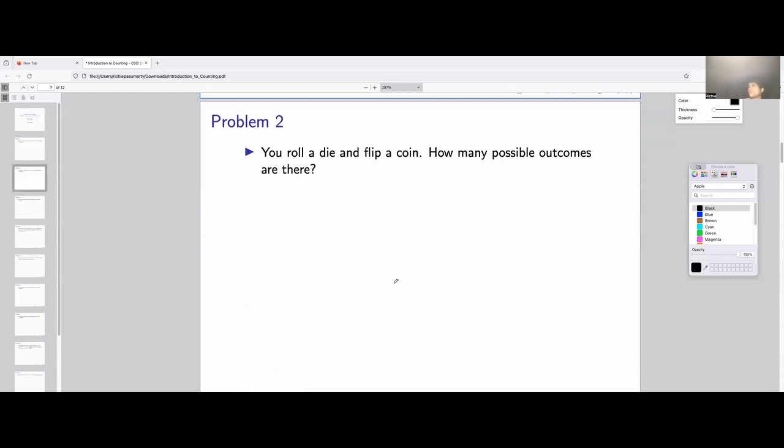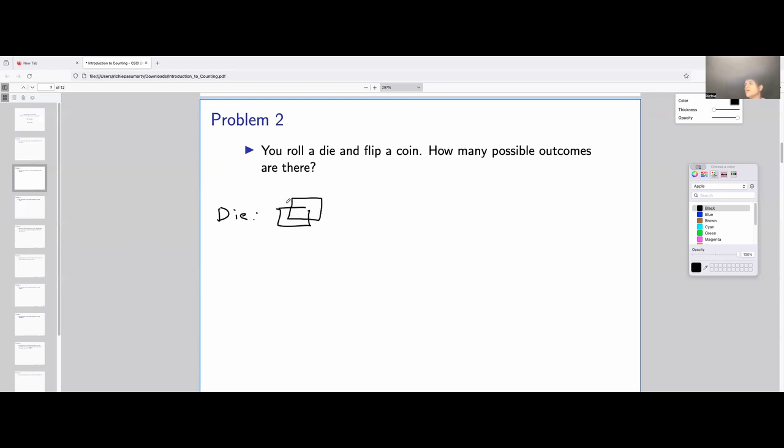All right, let's go on to the next question. We roll a die and we flip a coin. The question is, how many possible outcomes are there? On our die, here are the possible outcomes. It's a 6-sided die, so there are 6 different faces, so 6 different possible outcomes. Those outcomes are 1, 2, 3, 4, 5, 6. And on our coin, there are only 2 possible outcomes: there is heads or there's tails.